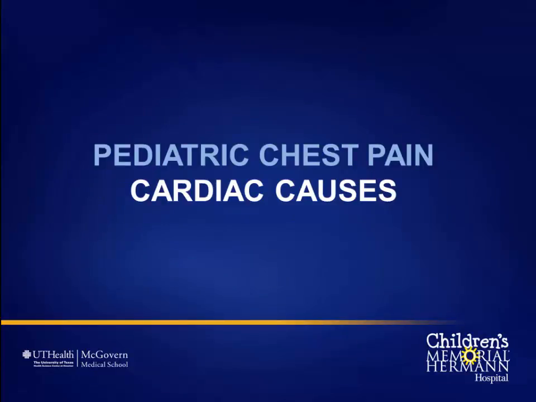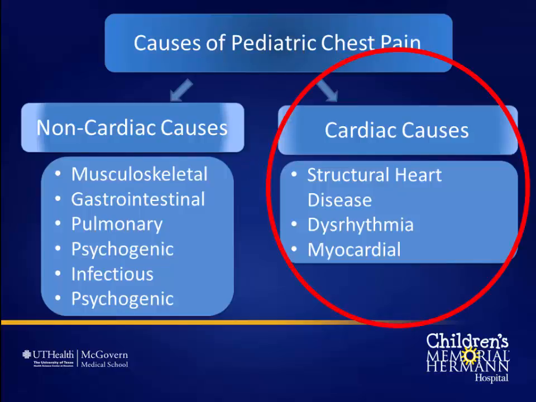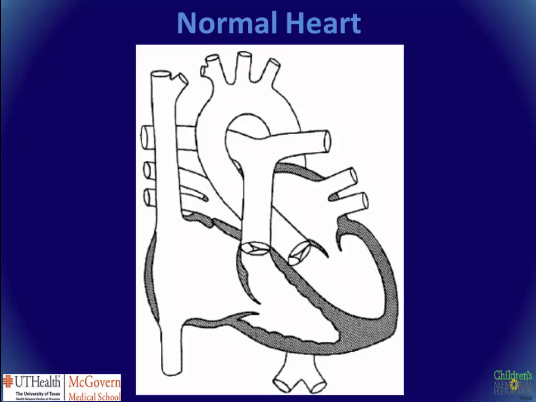These are the causes we as cardiologists are here to diagnose and treat. Again, they include structural heart disease, dysrhythmias, and myocardial etiologies, so any heart muscle issues. First, it is important to understand the normal heart anatomy and blood flow. The heart has two upper chambers and two lower chambers. The two upper chambers are called the right and left atrium. The two bottom chambers are called the right and left ventricle.